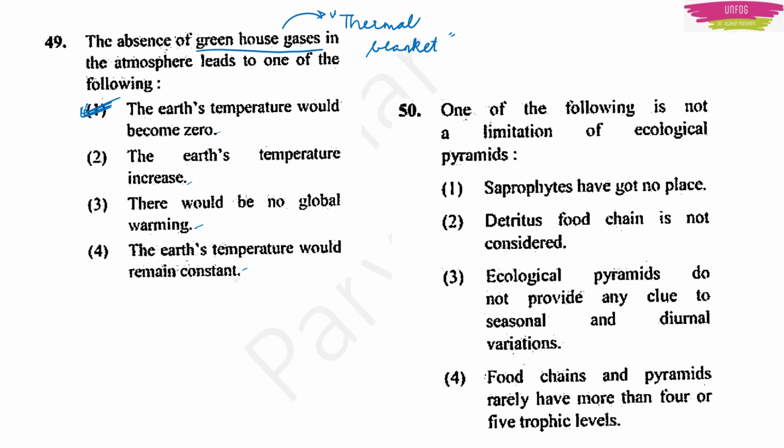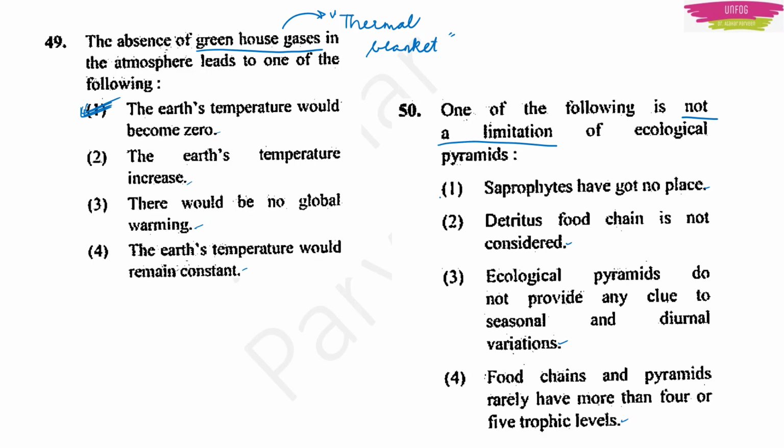The next question we have is, one of the following is not a limitation of ecological pyramids. Please keep in mind he is asking which is not a limitation. Okay. And the options are given as option 1, saprophytes have got no place. Option 2, detritus food chain is not considered. Option 3, ecological pyramids do not provide any clue to seasonal and diurnal variations. And option 4, food chains and pyramids rarely have more than 4 or 5 trophic levels.